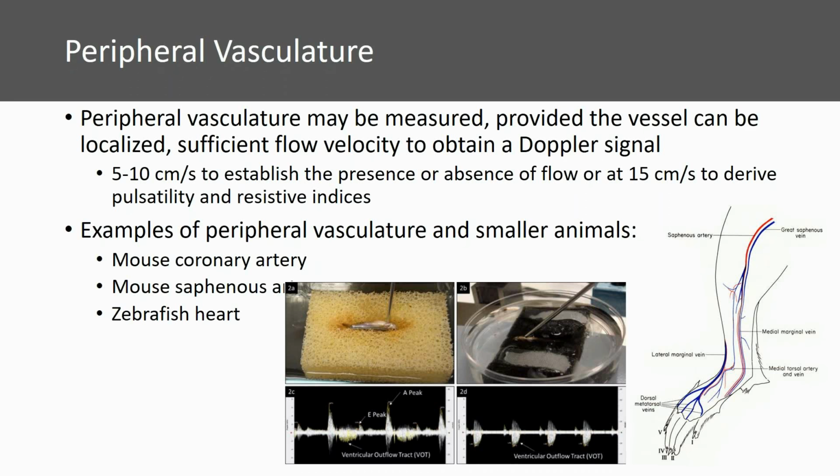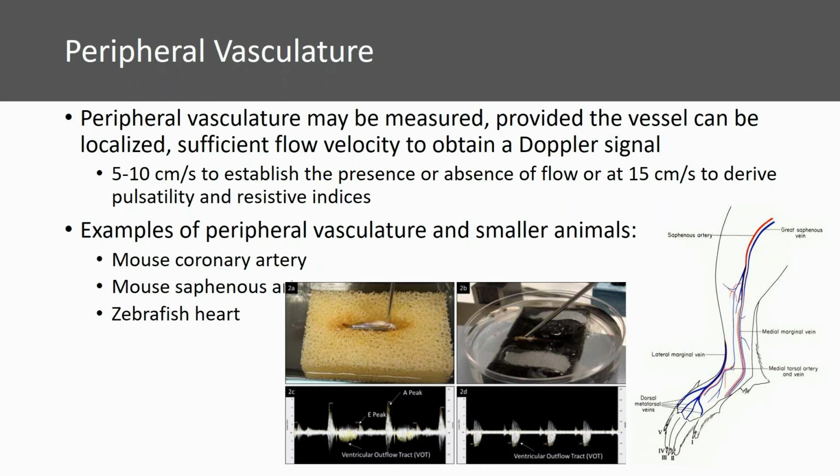Ideally, if looking to confirm presence of flow, we need approximately 5 to 10 centimeters per second of flow, while if we're looking for the pulsatility or resistive indices of that vessel, we would like to see flows upwards of 15 centimeters per second, just to make sure that our measurements are accurate and reproducible.